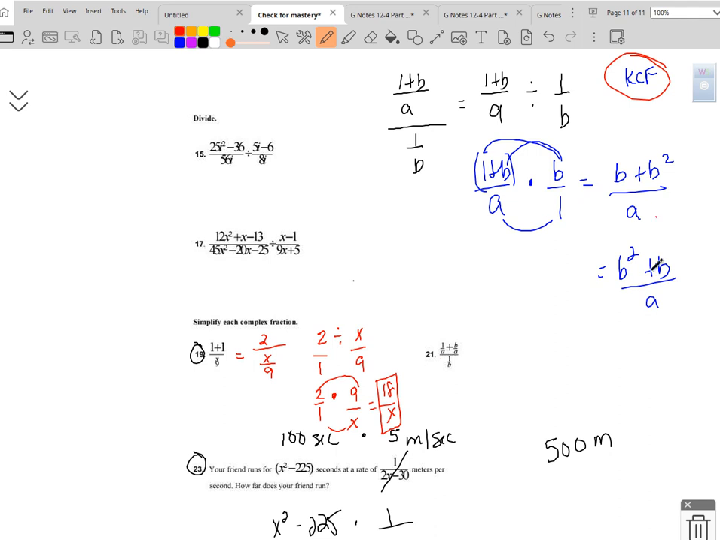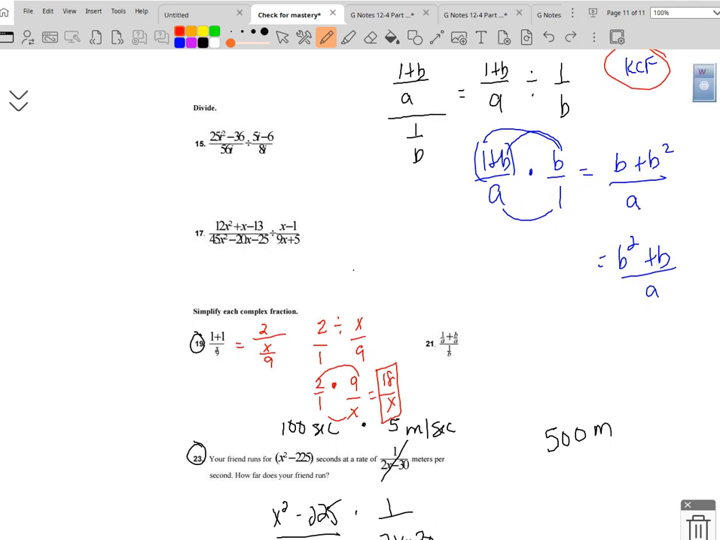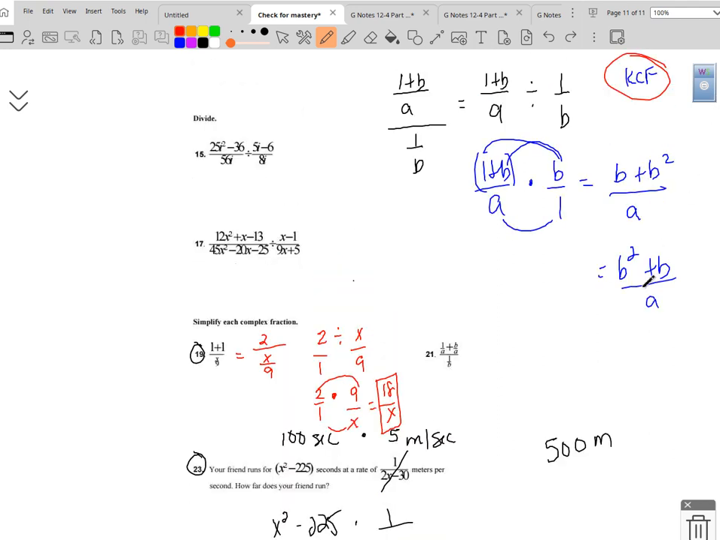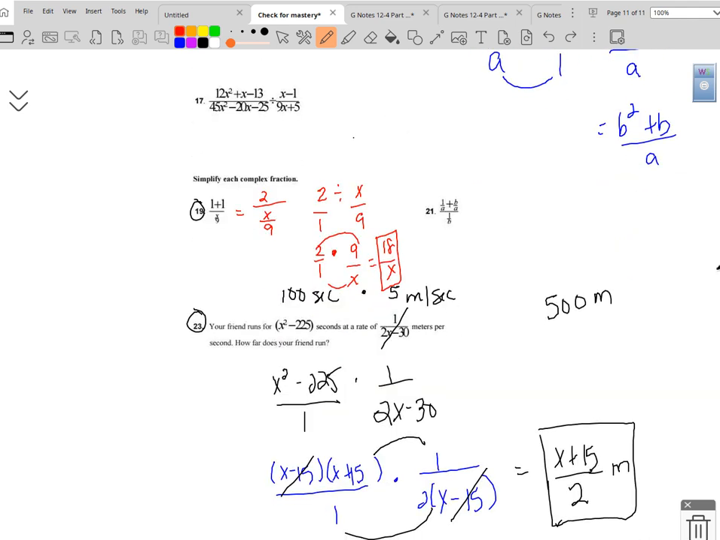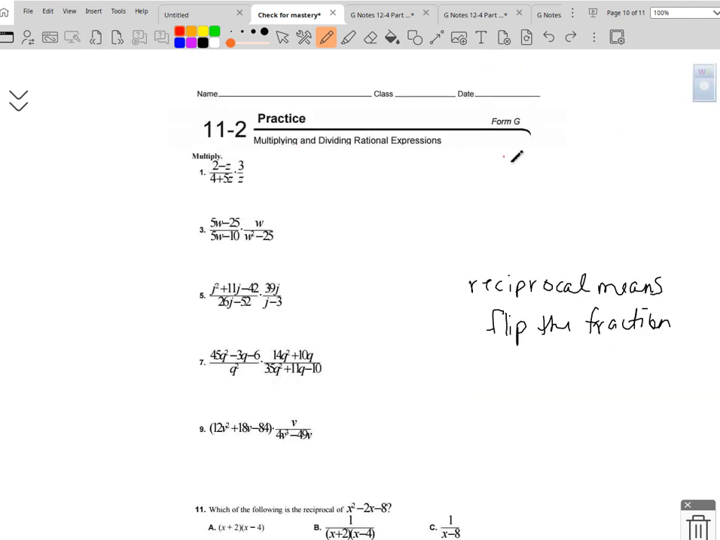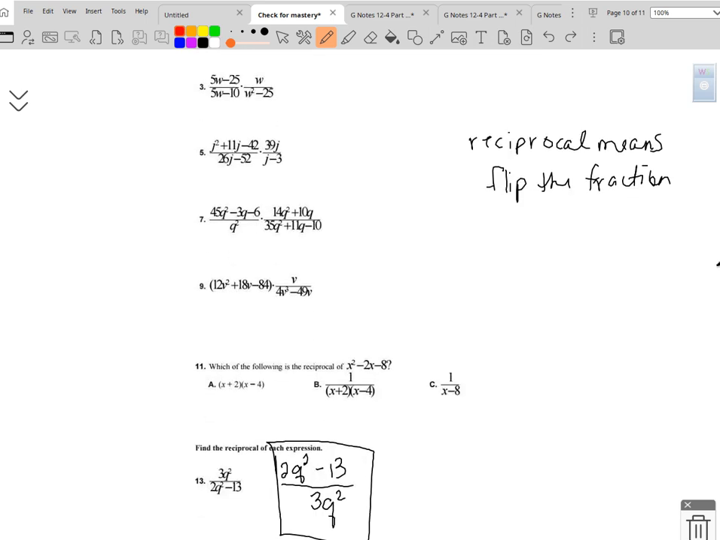Let me know if you're looking through them and you see something that you want me to help you set up. We've done 4 of them now together. Remember, if there's a division symbol, that just means keep, change, flip. You keep, change, flip before you find any excluded values. If that's ever something they ask you to do and you're dividing, you keep, change, flip first, then you find the excluded values.